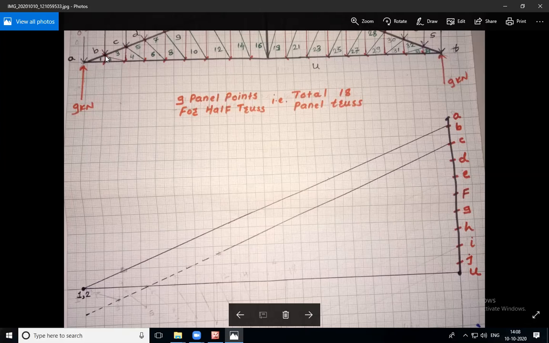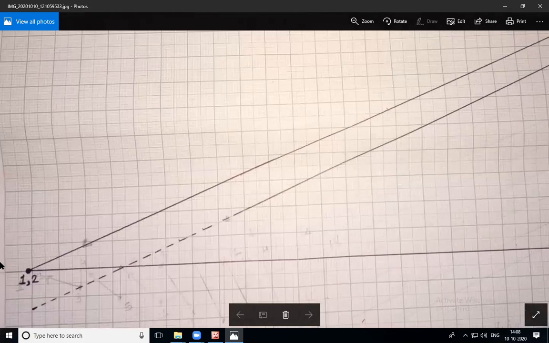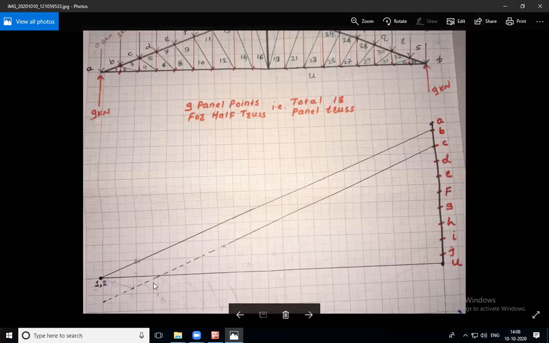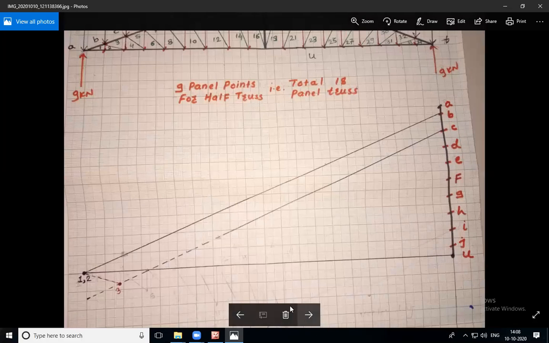We have the location of 1 and 2, isn't it? So from 2, draw one line which is parallel to this 2, 3 line. After drawing, we have the location of 2 here. Draw one line which is parallel to that 2, 3. After drawing that 2, 3 line, this figure will somewhat look like this. Join this particular 2, 3 line, and this 2, 3 line will meet the C3 line at this particular point. Then you will get the location of 3.